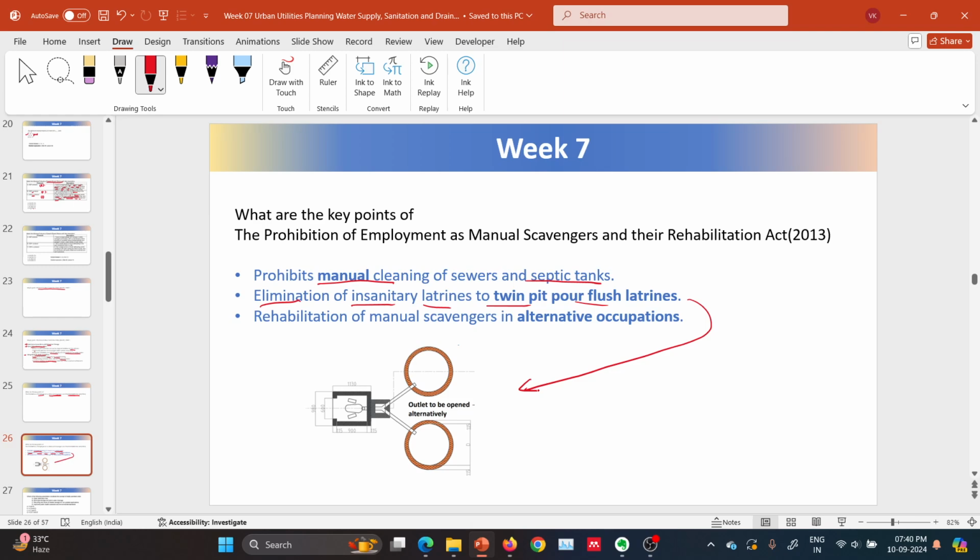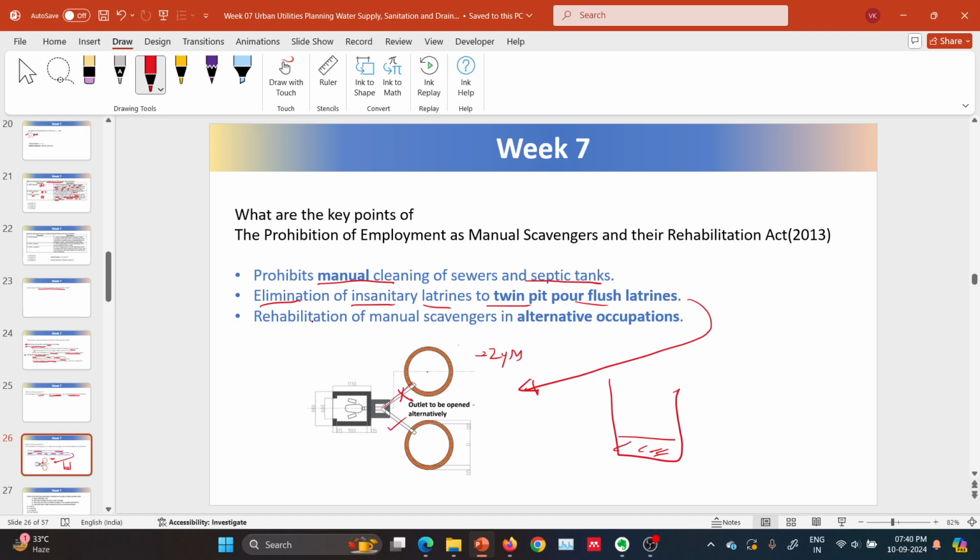So these are twin pit pour flush latrines. In this, what happens? Only one pit is operational at a time. If it gets filled, it will not be used for around 2 years. In these 2 years the volume will reduce, it will get digested, and after that it is reused alternatively.